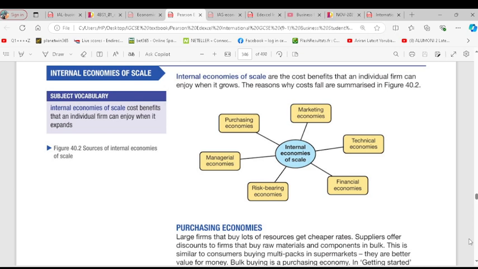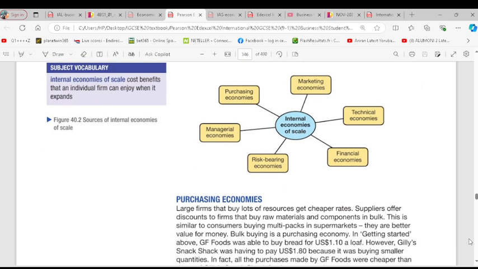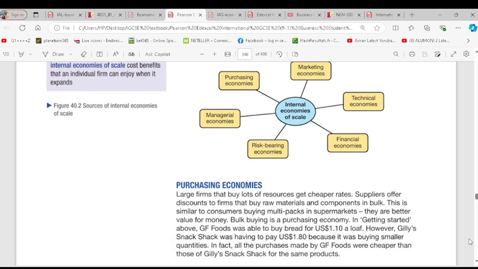So what are the causes of internal economies of scale? Number one, purchasing economies of scale. You could call them the causes, and they could also be the types of internal economies of scale. Are you with me? Sure. So the first one is purchasing economies.